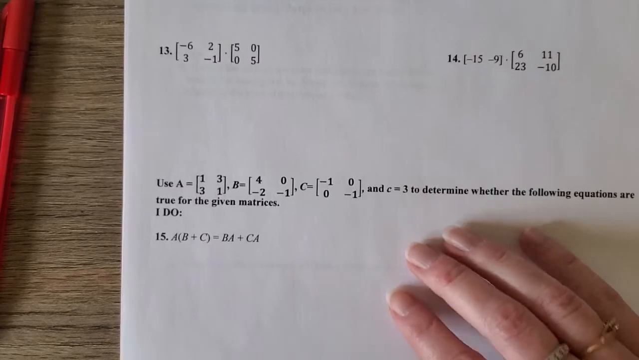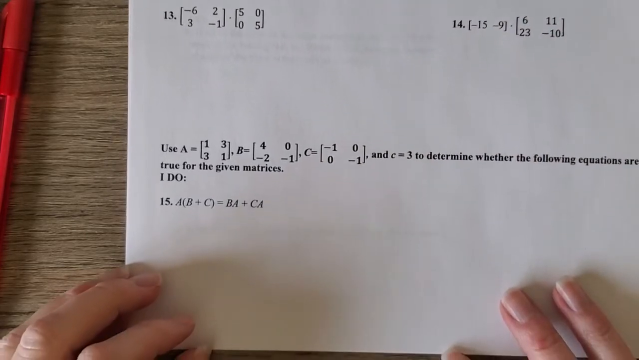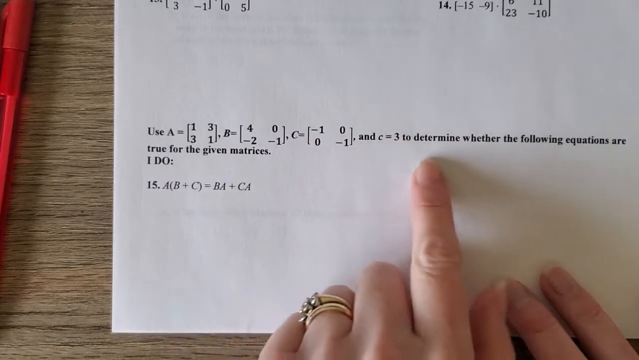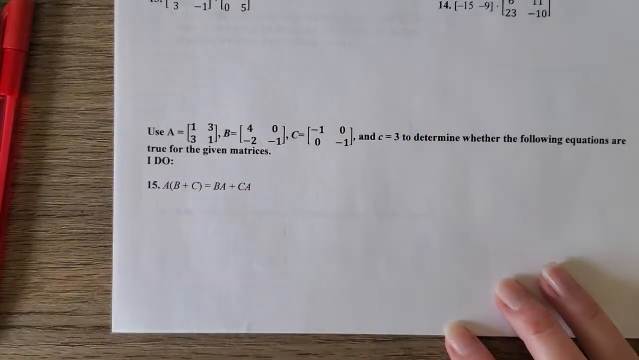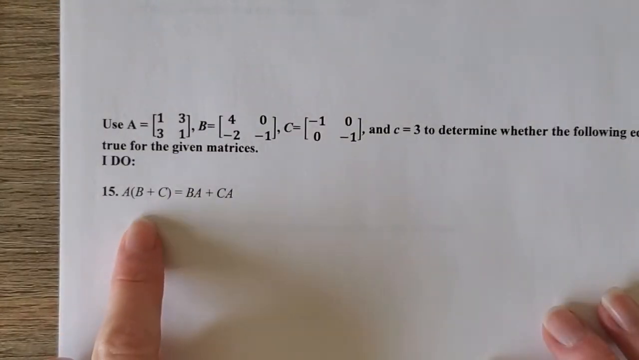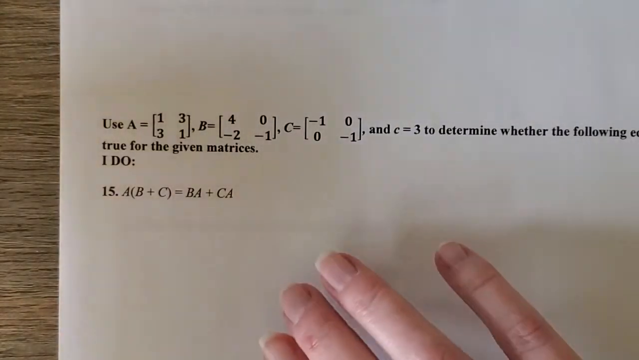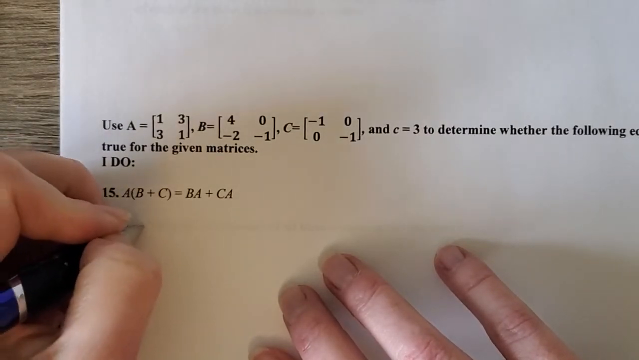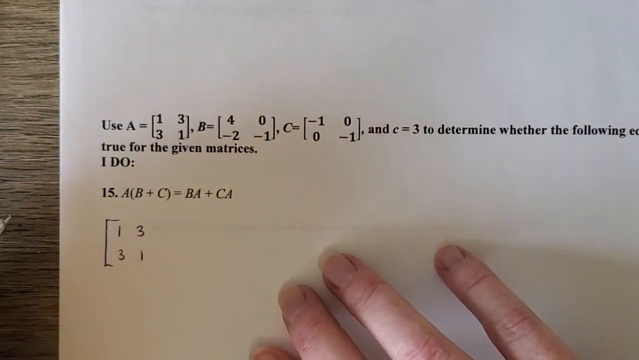So then number 15, we have 3 matrices given to us, and it says determine whether the equations are true for the given matrix. So we're going to now see if this would be true. So we have to plug in or substitute in our matrix. So A is 1, 3, 3, 1.